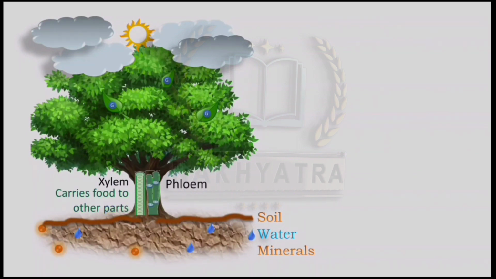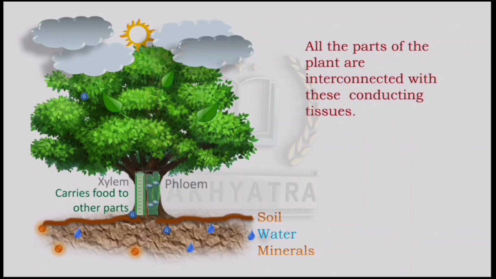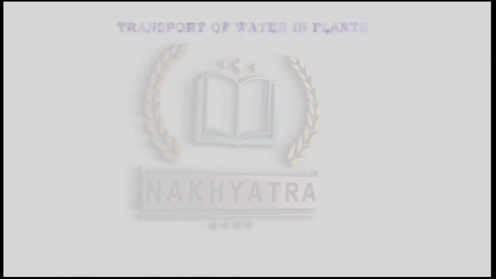Phloem carries food to other parts. So this phloem carries the soluble organic compounds made during photosynthesis known as photosynthates, in particular the sugar sucrose, to all the rest of the plants. Alright? All the parts of the plant are interconnected with these conducting tissues. So conducting tissues are the xylem and phloem. Clear? Next we will see the transport of water in plants.